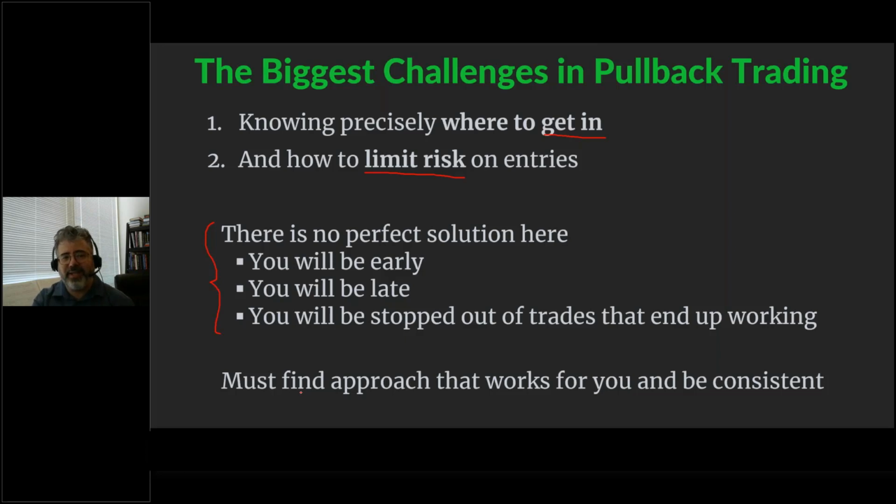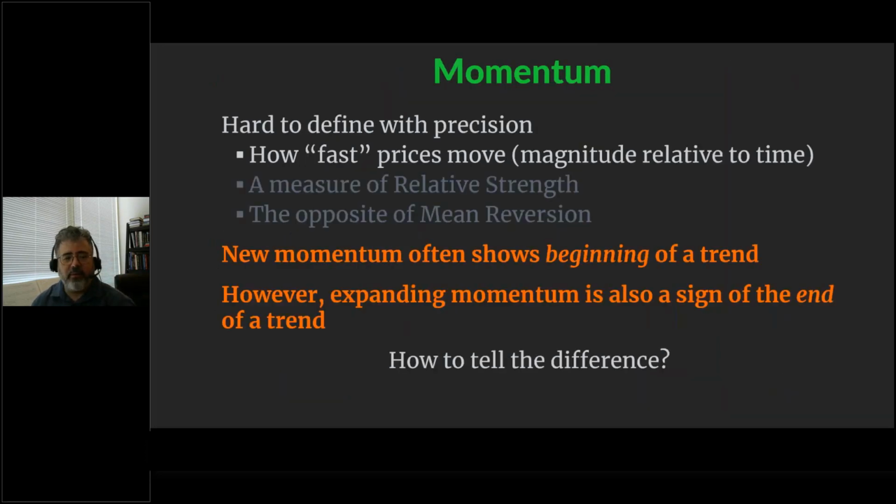Well, this goes back to that first slide, right? Because if we understand the nature of the market, we understand that it's not possible to do this. You really have to find the approach that works for you, and you have to be consistent. Another word for consistency, or another very closely related word, would be discipline. Momentum is important.